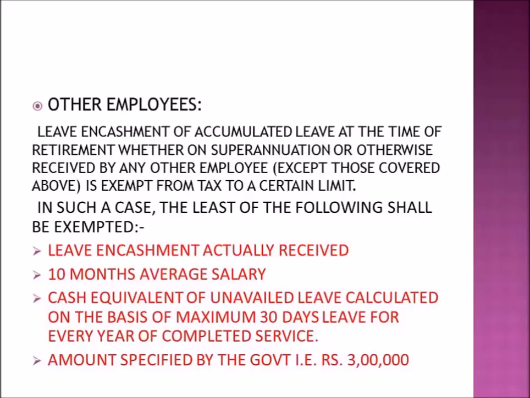Number 3 is cash equivalent of unavailed leave calculated on the basis of maximum 30 days leave for every year of completed service. So mathematically it can be written as 30, if that is the maximum number of leave for each year, 30 into completed years of service into cash received from the employer for each unavailed leave. And number 4, the statutory limit of rupees 3 lakh. Now let us see some examples to understand this topic of leave encashment in a better way.